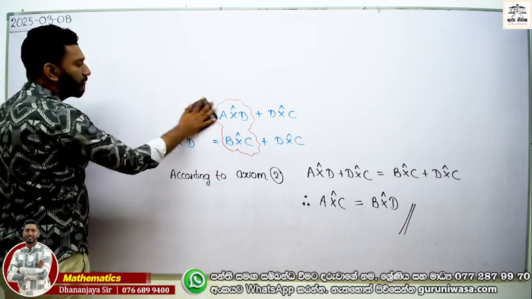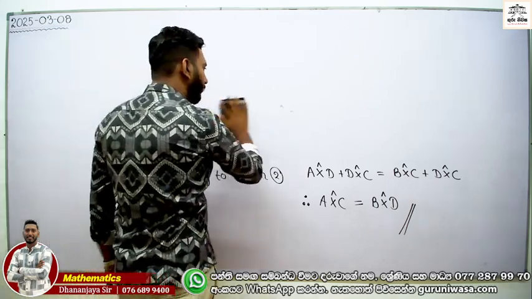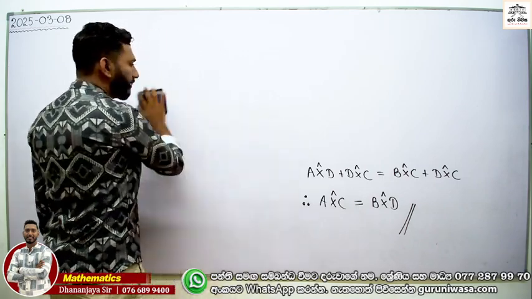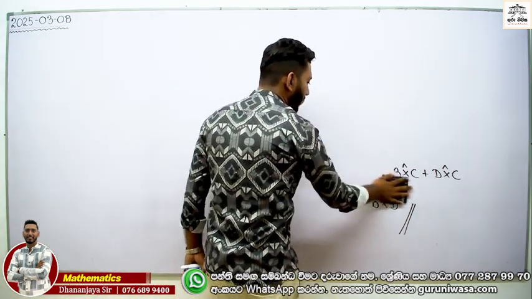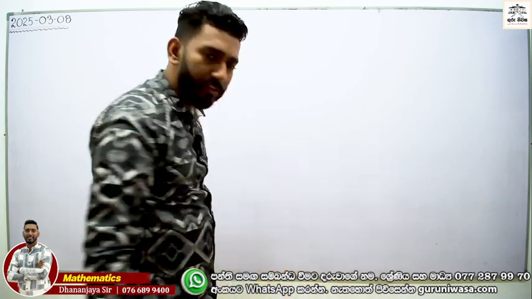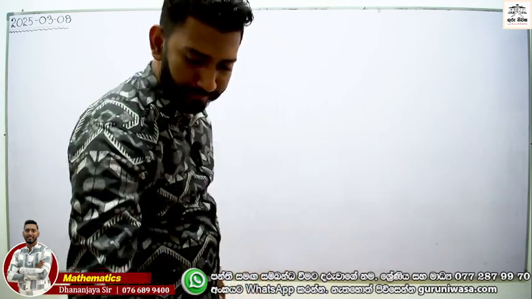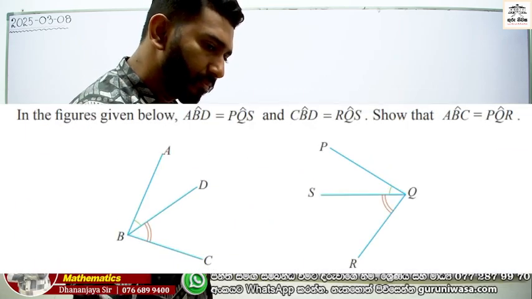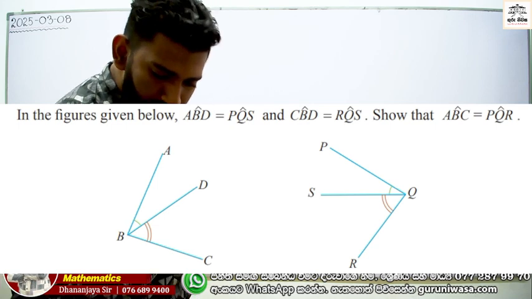Using this axiom, the same quantity added to the same quantity becomes as equals. Equal quantities added to equal quantities, and the quantities become as equal. Look at this.